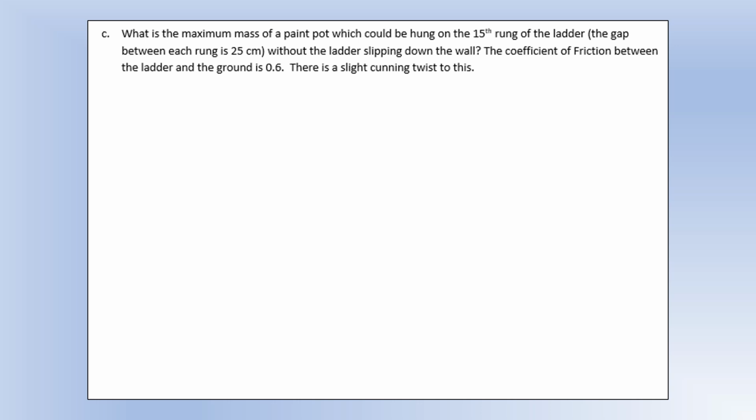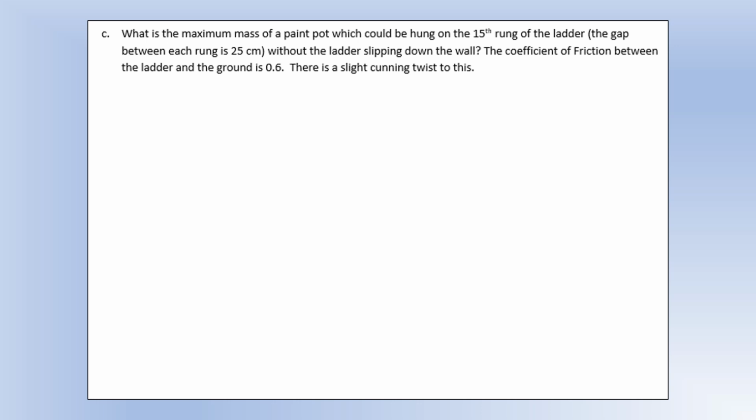Alright, so then final question. What is the maximum mass of a paint pot which could be hung on the 15th rung of the ladder, without the ladder slipping down the wall? The gap between each rung is 25 centimeters. The coefficient of friction between the ladder and the ground is 0.6.